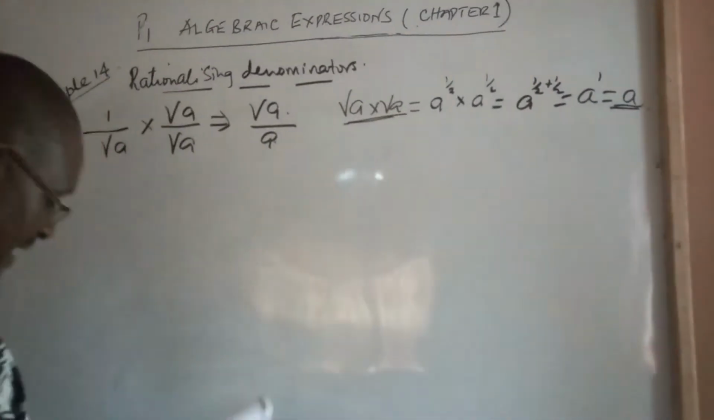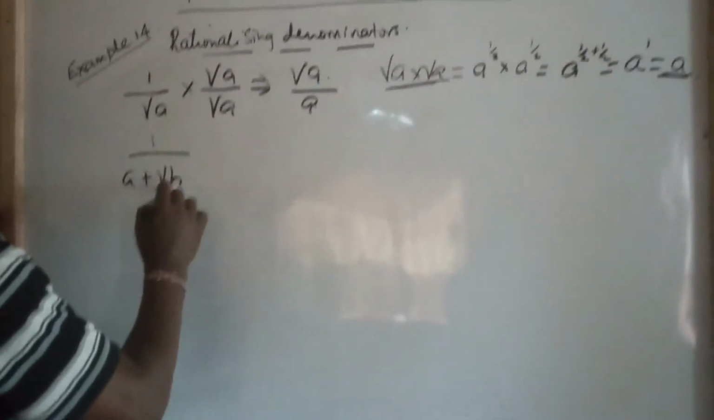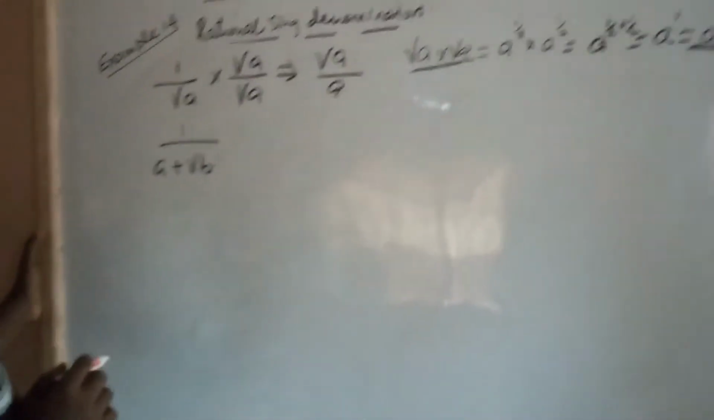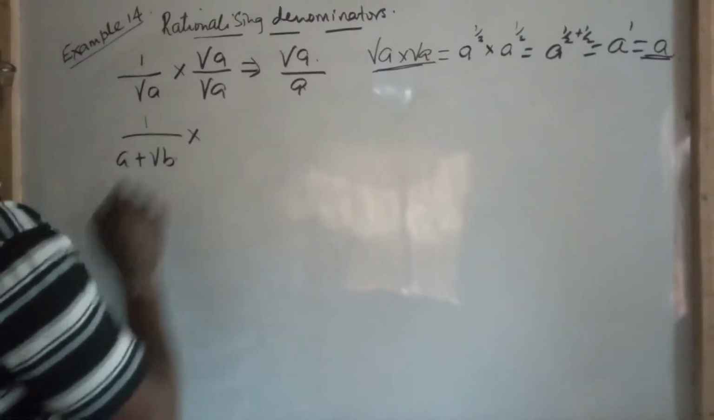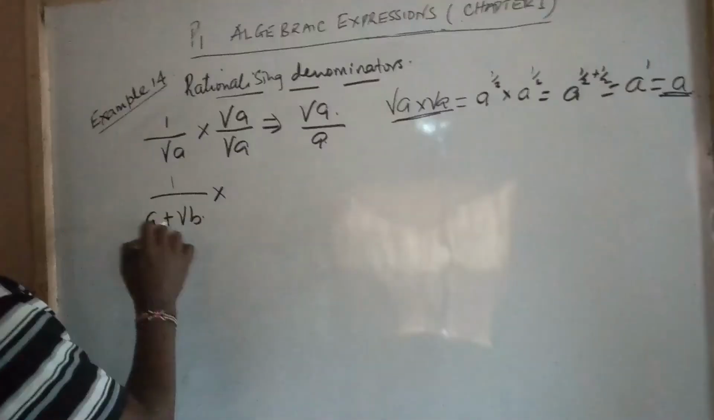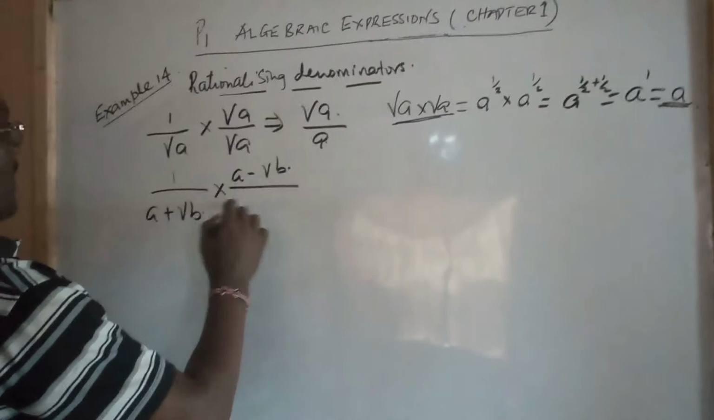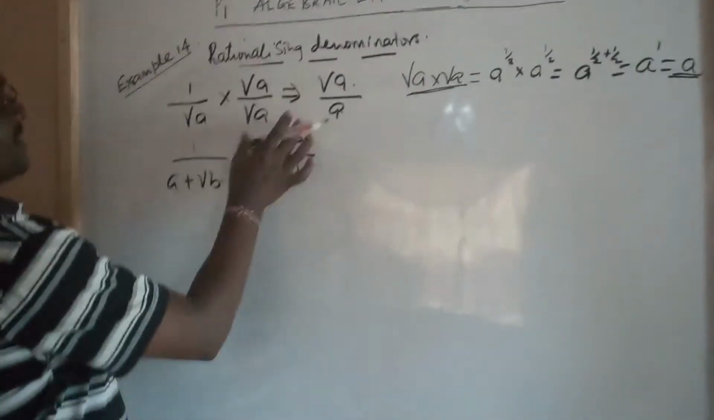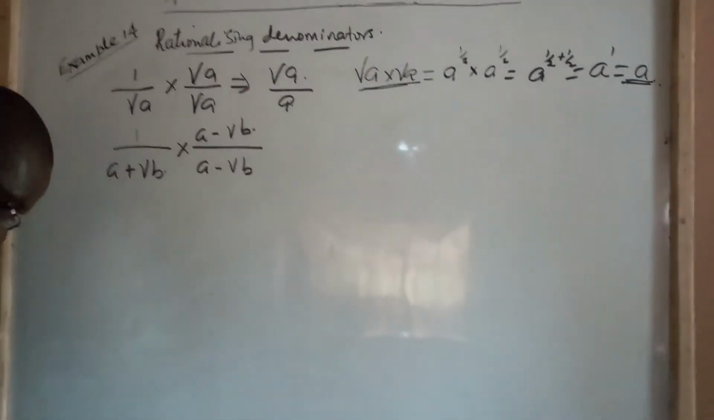We need to understand that if you have 1 over a plus root b, we need to multiply both the numerator and the denominator by the conjugate of the denominator. The conjugate of the denominator is the same denominator but with the opposite sign. So we have a minus root b over a minus root b. Again, if you cancel out, it's just like multiplying the original expression by 1. That means we change nothing.